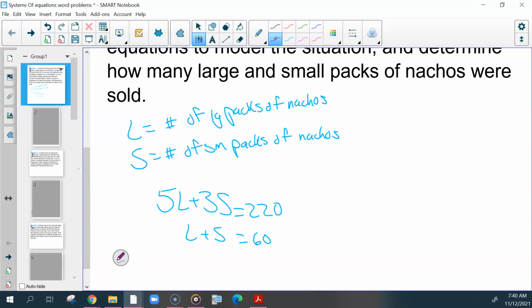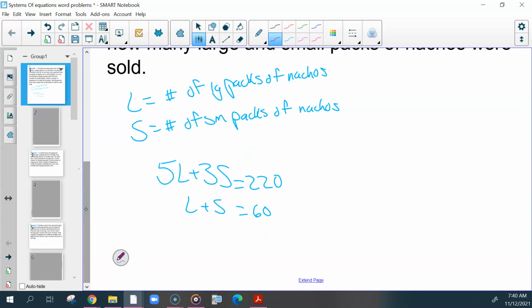So as I mentioned last class, we're going to do this one all three ways. We did two of them last class, and then moving forward, you'll have the choice of how you want to solve this. So we solved this one by graphing. We solved this one by substitution. We're going to solve this one by elimination now, and then move on to some others.